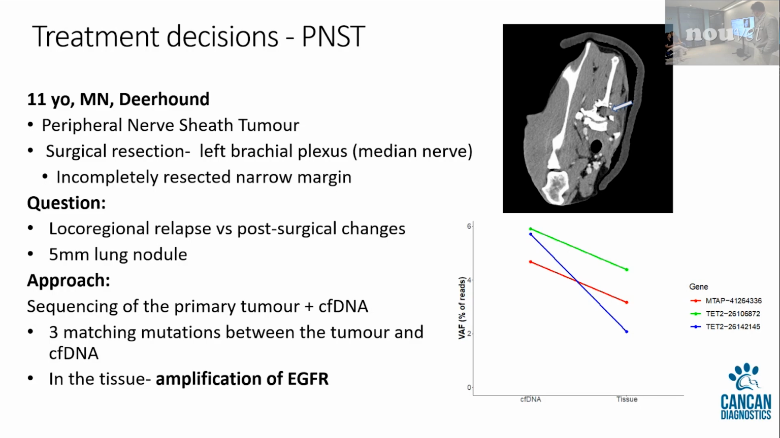So we did both tumor sequencing and cell-free DNA, and we found that there are multiple matching mutations between cell-free DNA and tissue. And in the tissue, we found amplification of EGFR, which could be targeted. So the dog actually was sent later on for radiation therapy, but unfortunately, his disease quickly progressed.